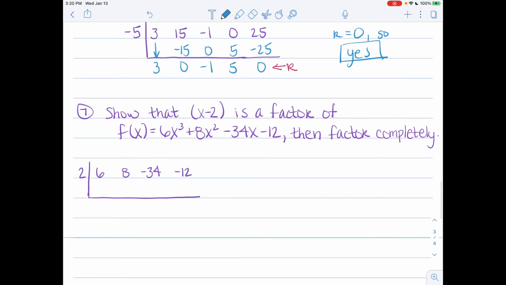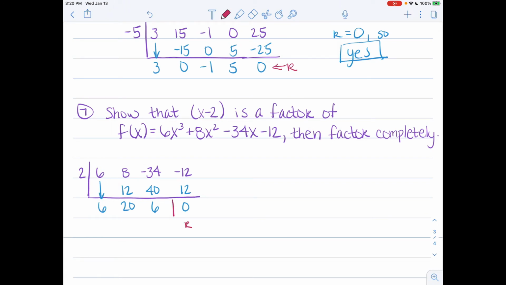Remember that you start by bringing down the 6. 2 times 6 is 12, plus 8 is 20. 20 times 2 is 40, plus negative 34 will give me 6. 6 times 2 is 12, plus a negative 12 will give me 0. Okay, there's our proof. We have determined that yes, in fact it is. And we kind of knew that going in because it just says to show that it is.